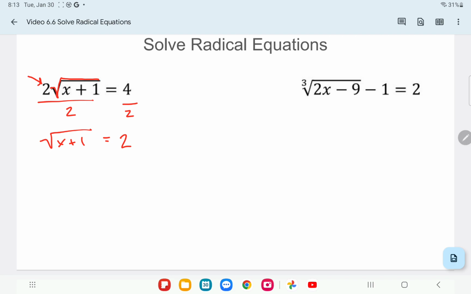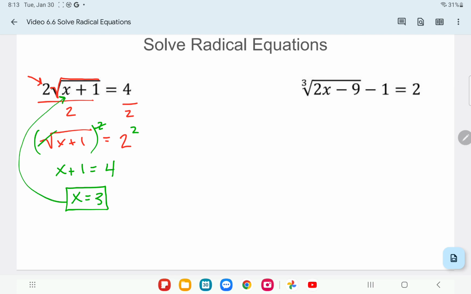Because this particular radical is a square root sign, to get rid of it, we're going to square both sides. What happens then is that the square cancels out with the square root, and we're just left with x plus 1 equals 2 squared, or 4. And when we solve that the rest of the way, we find that x equals 3. You can always check your work by plugging that back into the original.